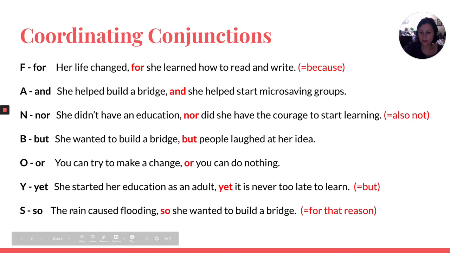So, the rain caused flooding, so she wanted to build a bridge. So means for that reason. The rain was flooding the area. For that reason, she wanted to build the bridge. Sometimes we refer to coordinating conjunctions as FANBOYS to help you remember. That's an acronym, FANBOYS, to help you remember all the conjunctions.